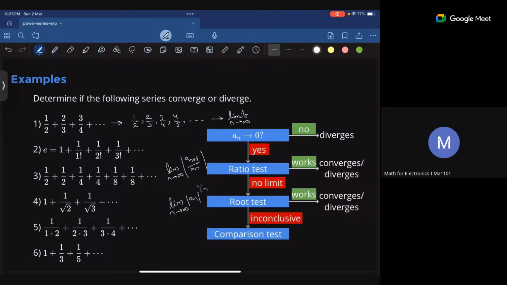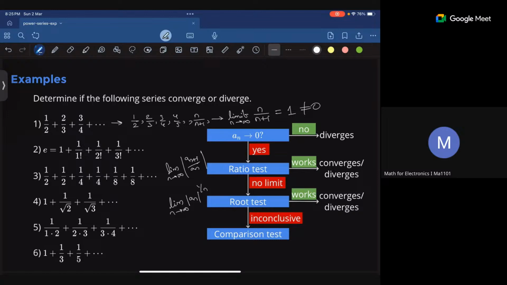Limit n tends to infinity. What is a_n? a_n is (n minus 1)/n, or n/(n plus 1). Right? So a_n is n/(n plus 1). So what do you think will happen to the limit as n tends to infinity? What will happen to n/(n plus 1)? It will go to 1, which is not equal to 0. Right? The sequence limit is not tending to 0.